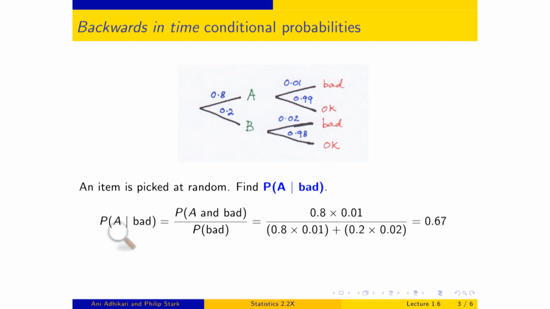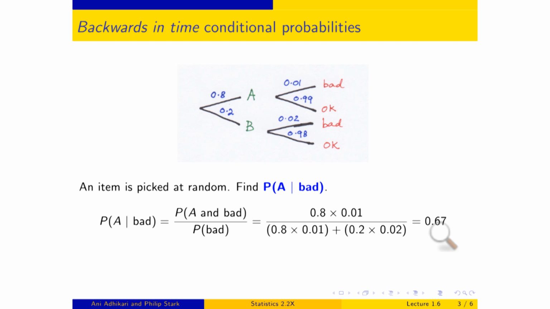So the chance that it's from machine A, given that it's bad, is the chance of the top branch, that is A and bad, divided by the total chance that the thing is bad. And we did all the bits a few minutes ago, but I've redone the calculations. The chance of this top branch is 0.8 times 0.01, and the total chance of the two branches is these two items summed. And when you do that calculation, you get 2/3. And I would like to examine the size of that answer.